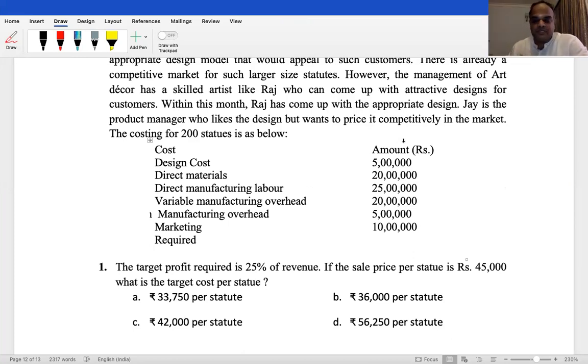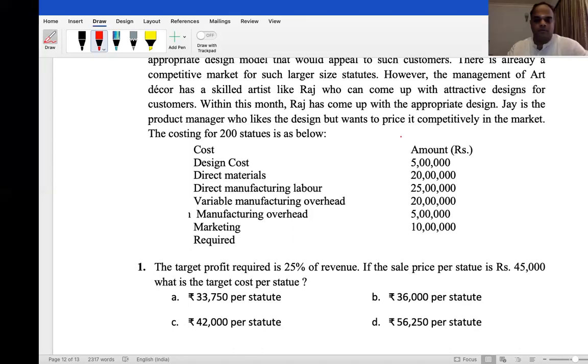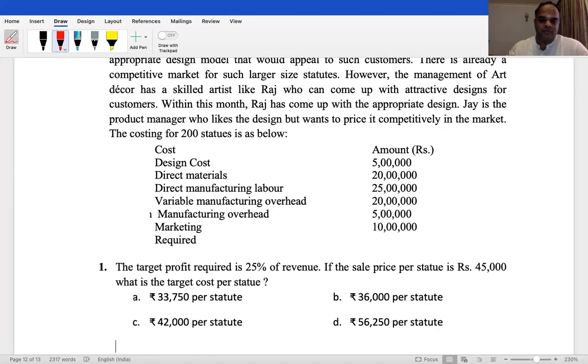Simple question. Selling price 45,000, out of which they need 25% profit. The balance equals target cost. So 45,000 minus 25% is equal to how much? 33,750. So what is the answer? 33,750. Easy or not? First question easy.